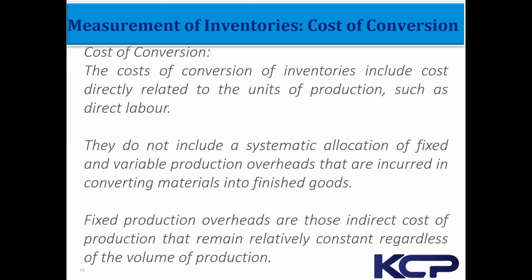Now, just trying to explain what variable and the fixed overheads are. Fixed production overheads are those indirect costs of production that remain relatively constant regardless of the volume of production. Right? Can somebody give me an example of fixed production overheads? Rent. Rent is a typical example.